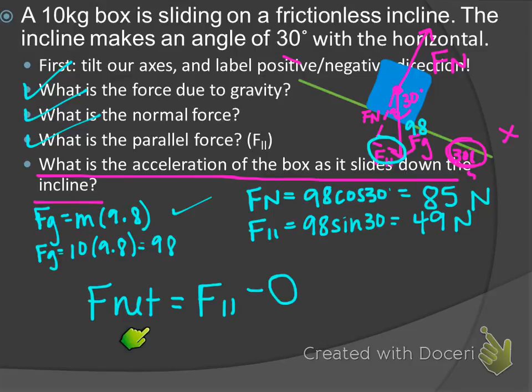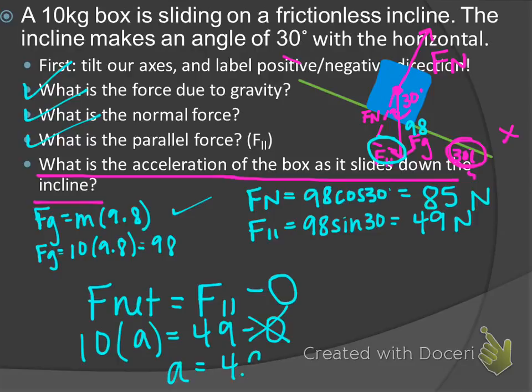What can we substitute for F net? Mass times acceleration. So we'd say 10 times A equals 49 minus 0. Okay, and you can drop that minus 0 if you'd like. Which means A is equal to 4.9. So did we have to solve for the normal force here? Did we need it? No, we didn't.